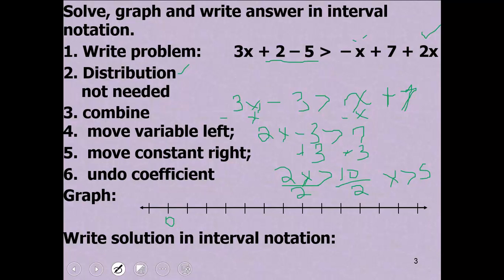I'm going to call this my 0. Here's my 5. All right. Look at your inequality. It doesn't have the equal sign underneath, so I'm going to use a parenthesis on the 5. And then I need everything bigger than 5, which means I have to go to the right. Notice that my line is going the same direction as my inequality symbol because my variable x is on the left. In interval notation, I have parenthesis 5, comma, positive infinity, parenthesis. Remember, with the infinities, you never use a bracket. You always use a parenthesis on the side of your infinity symbol.